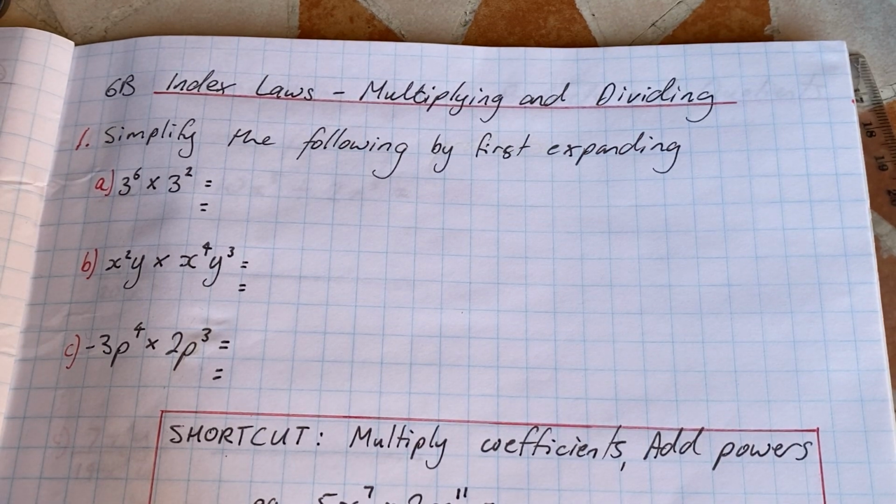Exercise 6B is about index laws, specifically in relation to multiplying and dividing. For example, we could be asked to simplify the following by first expanding.